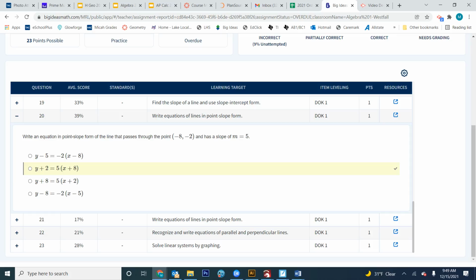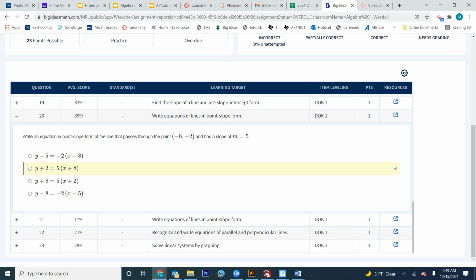y plus 2, nice job, equals 5. Where are we at? 5 parentheses, x plus 8. Nice job. Parentheses. Guys, that's it. Just plug it in. I think graphing or plugging it in. Guys, make sure.